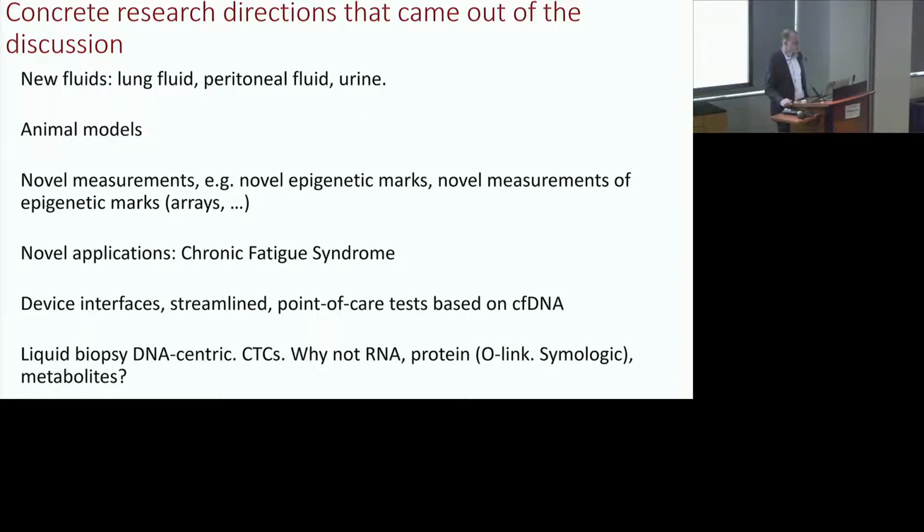There were lots of suggestions for concrete research directions that came out of our discussion. It was suggested that we look for new fluids: lung fluids, peritoneal fluid, urine, and that we spend more time thinking about animal models. There's a lot of opportunity for genomic medicine researchers and engineers, both at Cornell and here, to develop novel measurements, novel measurement principles. For example, to interrogate novel epigenetic marks, to create novel measurements of these epigenetic marks, and so on. There's a lot of opportunity for new applications. Too much of the focus is on cancer. There are likely lots of opportunities for liquid biopsies outside of cancer.